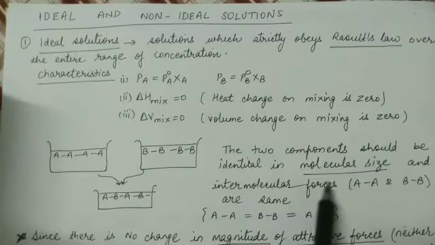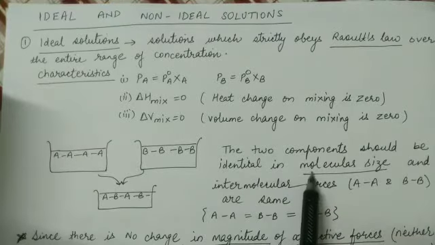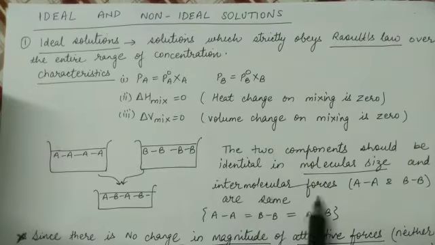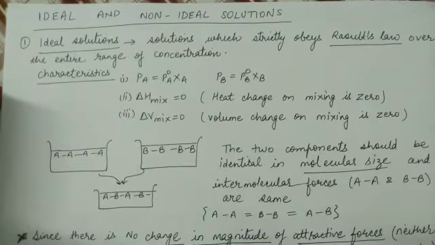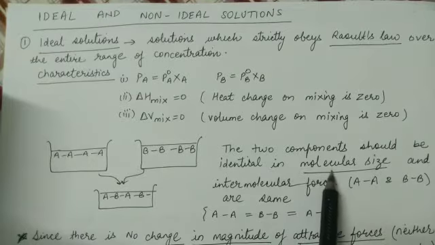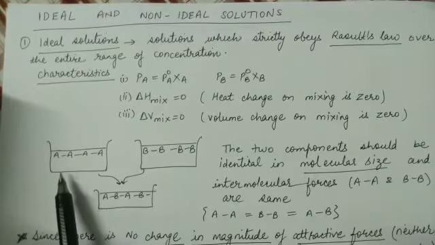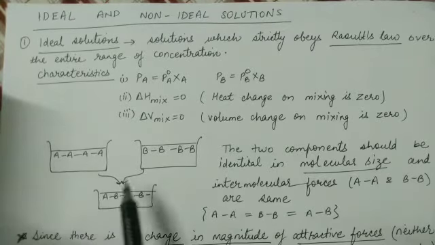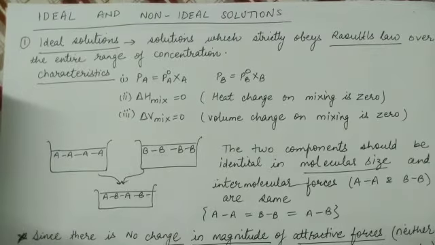And if molecular size are same, we have learned that intermolecular forces or van der Waals forces depend upon the size and surface area. So if molecular size is same for the two components, the intermolecular forces will also be same. So whatever intermolecular forces are there between A and A, the same intermolecular forces will be present between B and B. As a result of this, in the solution also, the magnitude of intermolecular forces will be same. So ideal solutions have similar AA, BB and AB attractive forces.